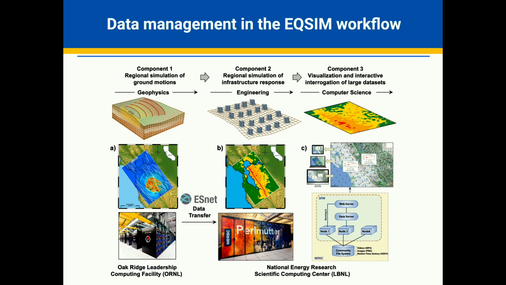First of all, a brief overview of the data management in our EQSIM workflow. There are three main components. Component one is where we are producing our data. We run large simulations on big supercomputers. For example, we periodically run our simulations on Frontier, the exascale supercomputer at Oak Ridge, and then we typically transfer the data produced to NERSC, to the Perlmutter supercomputer, where we do analysis and visualization, over ESnet, which provides a fast connection from Oak Ridge to Berkeley.